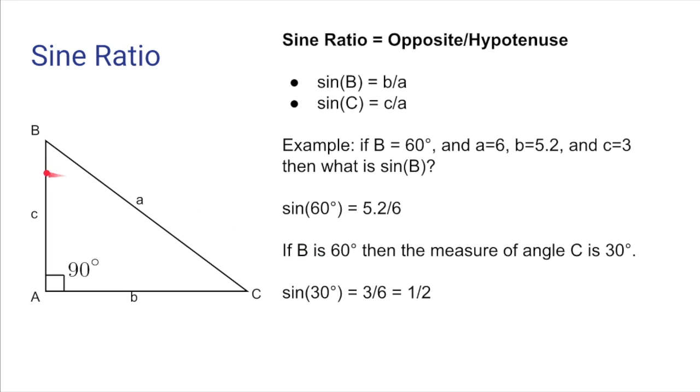Now, since B is 60 degrees, that means this angle has to be 30 degrees because both these angles have to add up to 90 degrees since this is a right triangle. So sine of 30 degrees is equal to opposite over hypotenuse. Here c is 3 and a is 6, so we have 3 over 6, which reduces to 1/2.